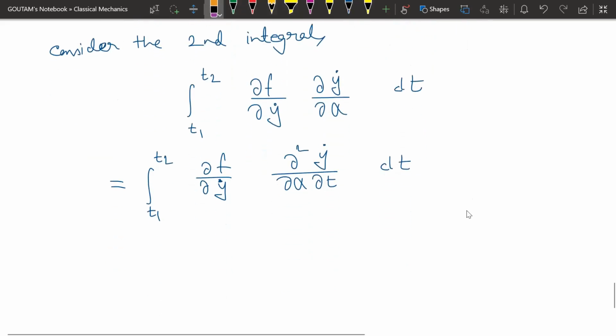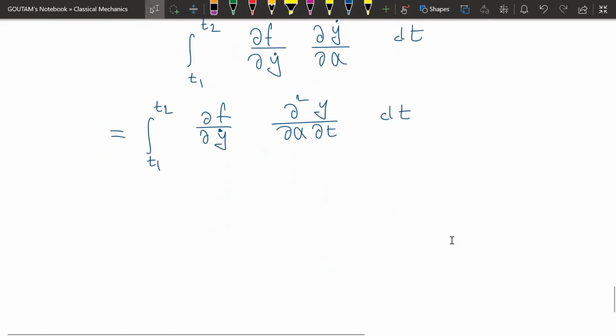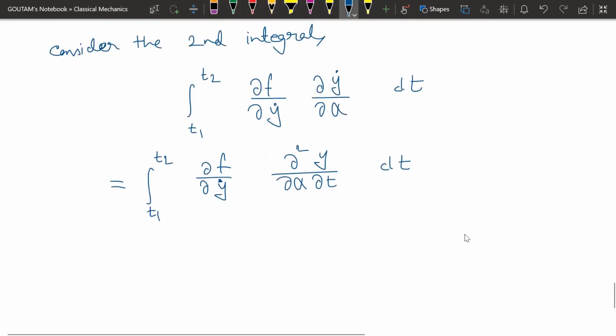Not ẏ, it's y. ẏ means ∂y/∂t, because alpha is not a function of time. So ẏ means dy/dt, where y is a function of t and alpha. But alpha is an arbitrary parameter, so it has no dependence on t. So dα/dt is 0.